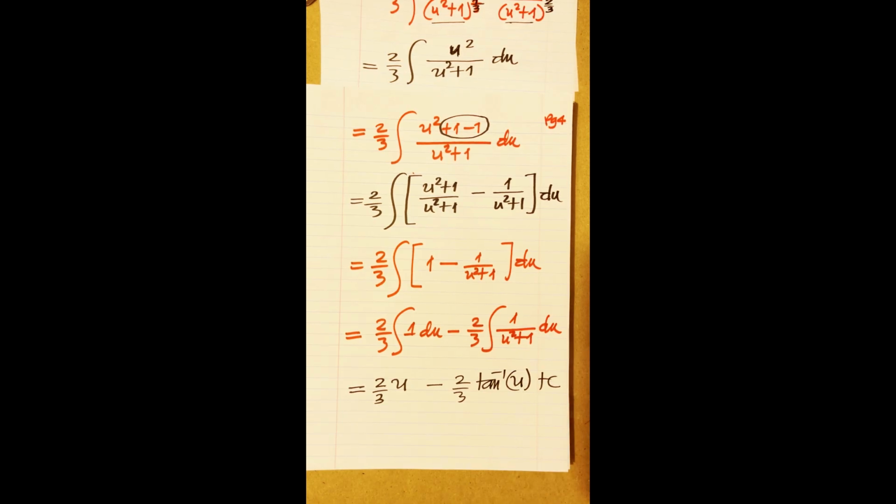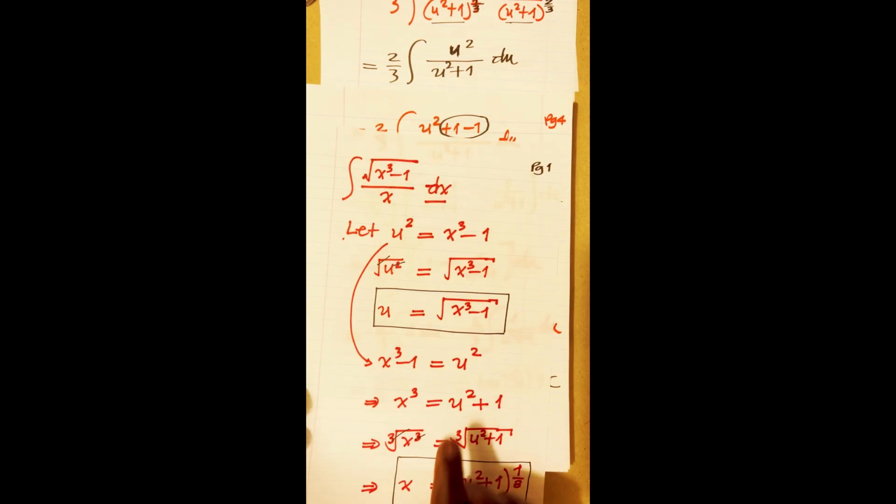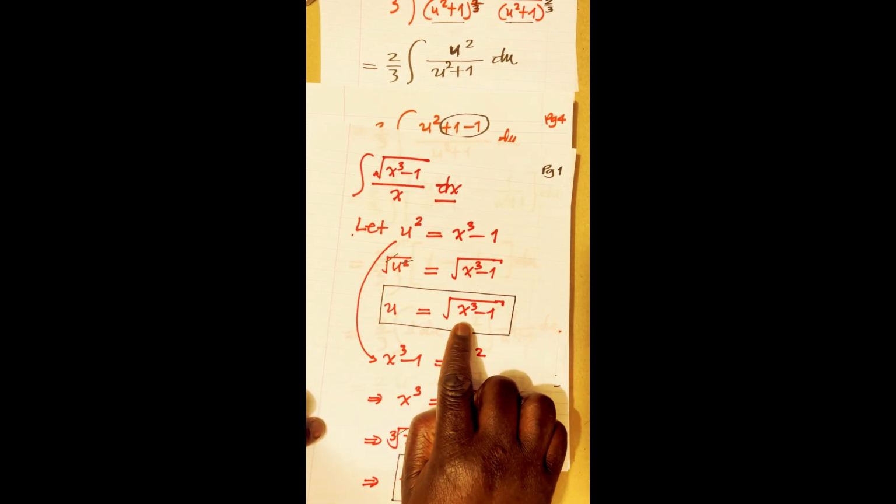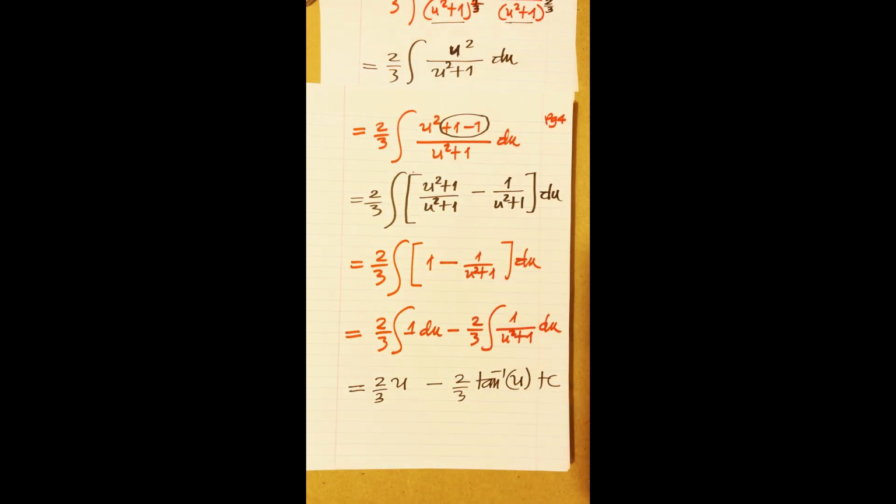Now we have to revert to our original variable. In order for us to get back to our original variable, I told you we're going to need it. Here it is, the connection between x and u. So where I see u, I put the positive square root of x cubed minus 1. So our final solution is going to be as follows. This will be 2/3 times the square root of x cubed minus 1. My marker is not very clear here, but I'll make sure that you can clearly see it there. And then we have minus 2/3.